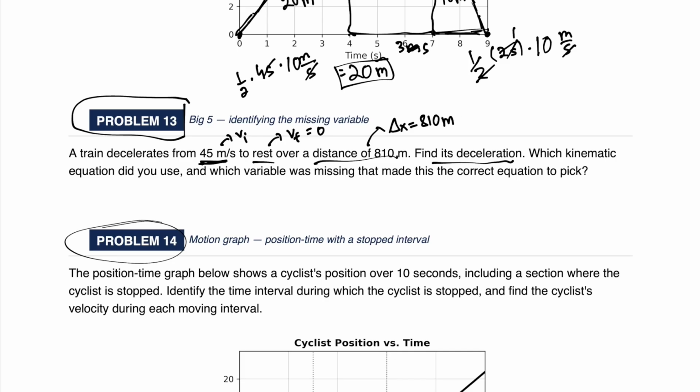So I could probably use the Vf squared is equal to Vi squared equation, right? Because I see delta x, I see Vf, and I see Vi. The only thing I'm missing is acceleration, which I can find from that. And that equation doesn't include time as well, which we don't have here. That's why we can use this. Vf squared is equal to Vi squared plus 2a delta x. 0 squared is equal to velocity initial squared, 45 meters per second squared, plus 2a, which we're going to find out, times 810 meters.